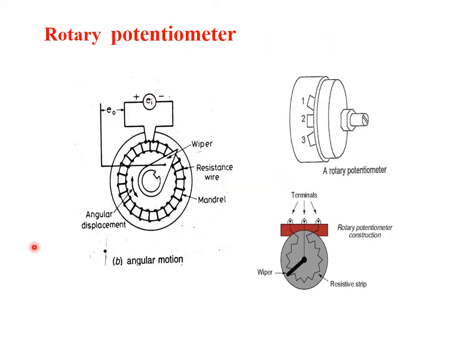Continuing from the previous slide, this is how the measurement takes place from the resistive strip in a rotary potentiometer. We can see a wiper here, a resistive wire, and a mandrel on which the resistive wire is wound. This angular displacement can be measured through the resistance here. Voltage is monitored here.